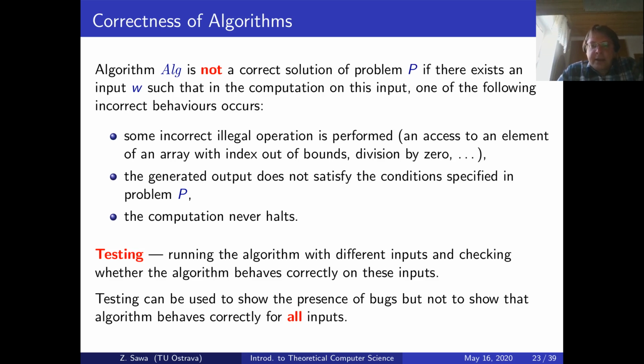But in fact, using this testing, we can just discover some bugs. If we have some particular input for which the algorithm does not behave as we expect, either it crashes because of some error, or it produces some output which is not expected, or it runs forever, then we are sure the algorithm is not a correct solution. It contains a bug, and it must be corrected.